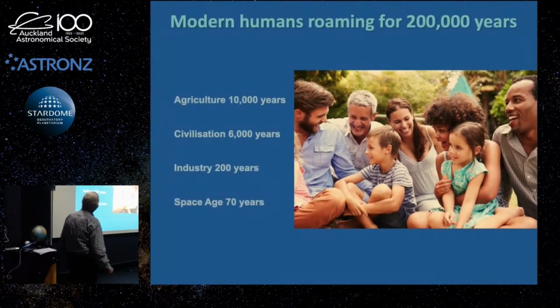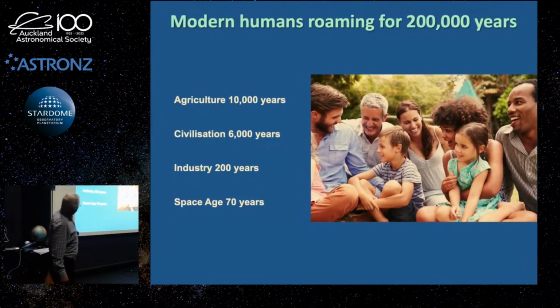So a few little milestones with humanity. It's been about 10,000 years that we've been doing agriculture, learning to grow crops and so on, and get more efficient at that. With civilization, about the last 6,000 years, we've learned to organise ourselves in large groups, with governance and so on. We've had an industrial revolution about 200 years ago.